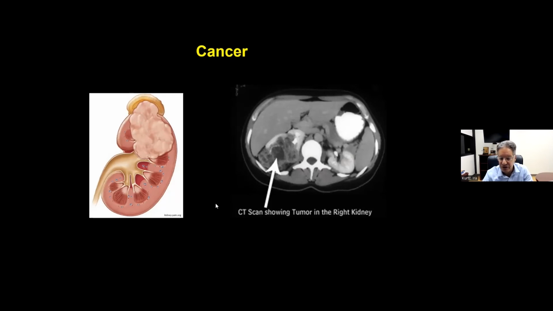Not one of the common cancers, and it's certainly not a cause of a lot of patient death compared to lung cancer, for instance, which is the most common reason people die of cancer.